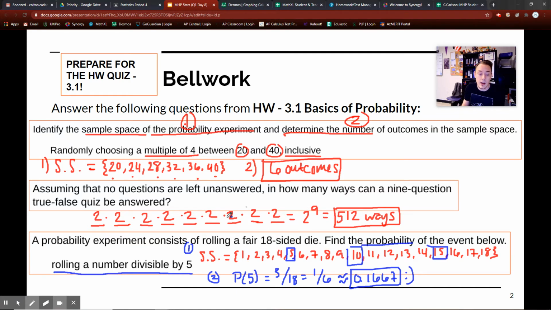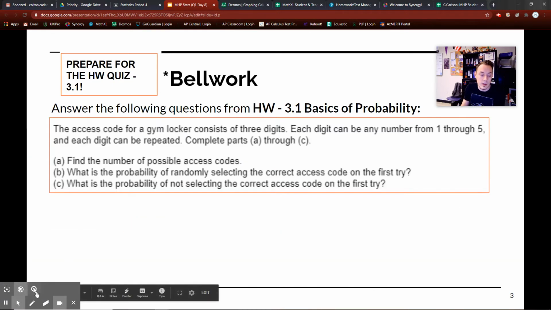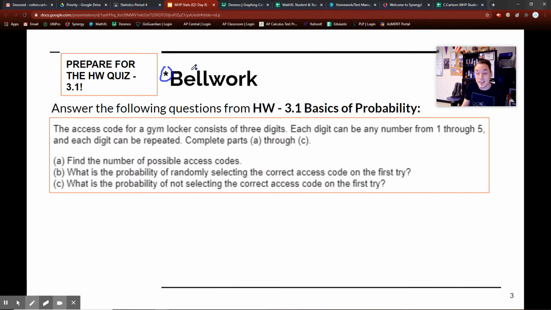Because it's definitely helpful. Let's erase, and then let's go to this question. This question is kind of a bonus question. You don't necessarily need to go through it, but it is going to be on the homework quiz, so just letting you know.